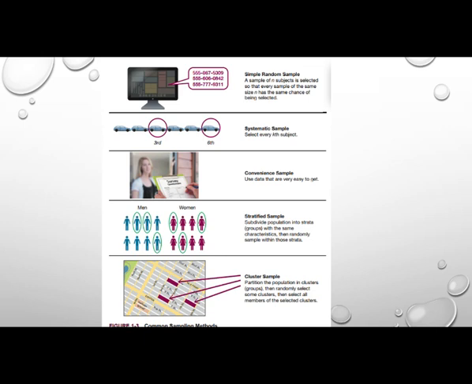Then stratified sample: if you know that the population you want to sample from skews more female than male, say for example nursing students, maybe there are 60% females and 40% males, you would want to pull your sample to represent 60% female, 40% male. That way you're as close to the overall population in your sample as possible. And then a cluster sample is when you partition the population into clusters, then within those clusters you randomly select, then select all the members of the selected cluster.